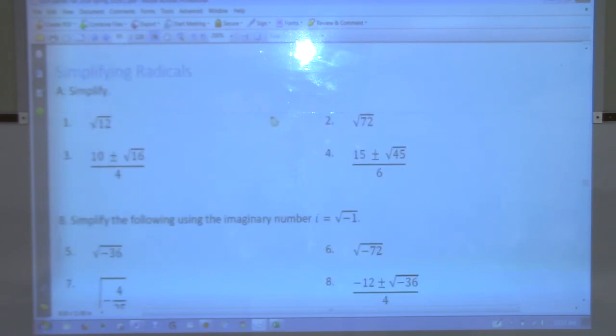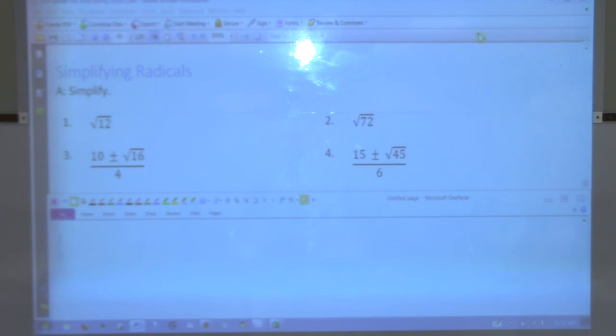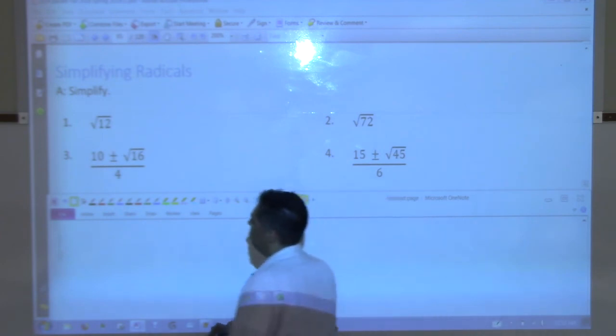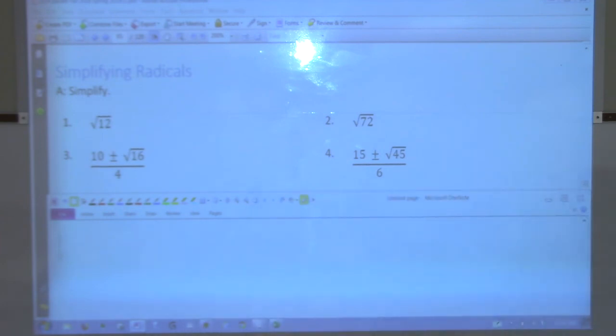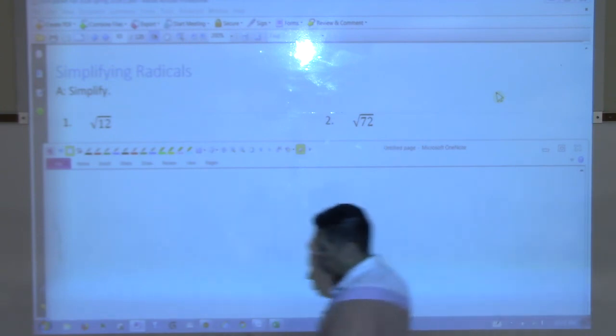All right, we need to talk about radicals now. Does everyone have a calculator with them? Okay. So when we see this expression, square root of 12, well, let's start with this.